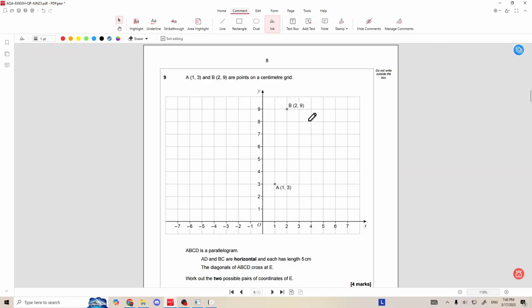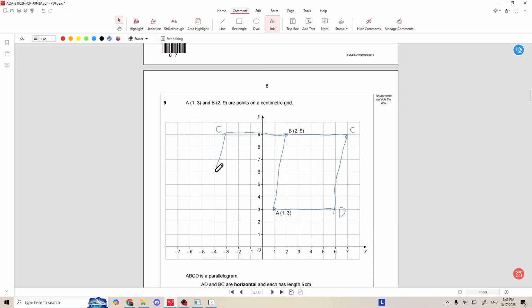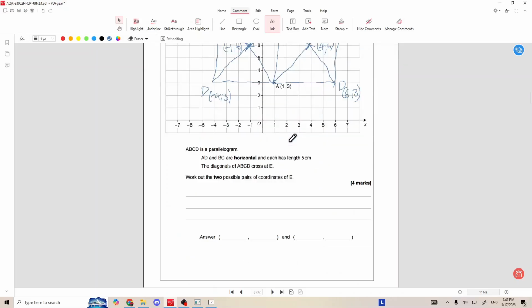So if ABCD is a parallelogram, that means we can just safely assume that this is a connected line, but AD and BC are horizontal and each has length 5 cm. Dear God, this drawing looks awful. That looks too off. I need to redo that. There's the diagonals of this. So yeah, those are the two E's, basically. -1, 6, and 4, 6.